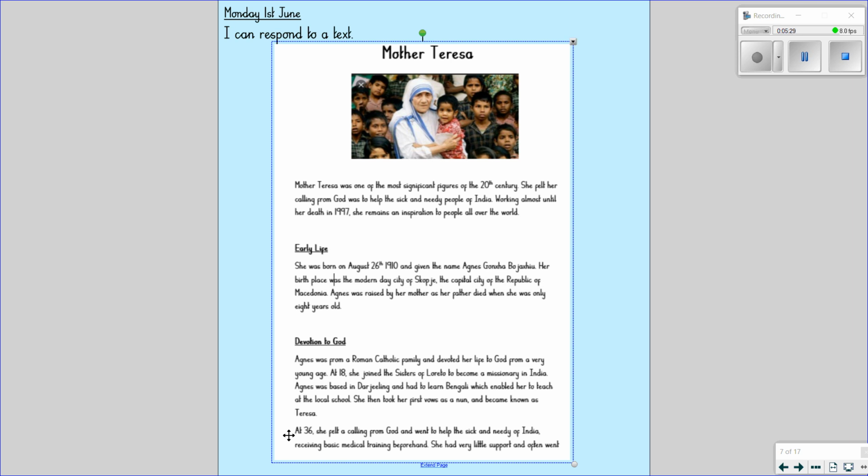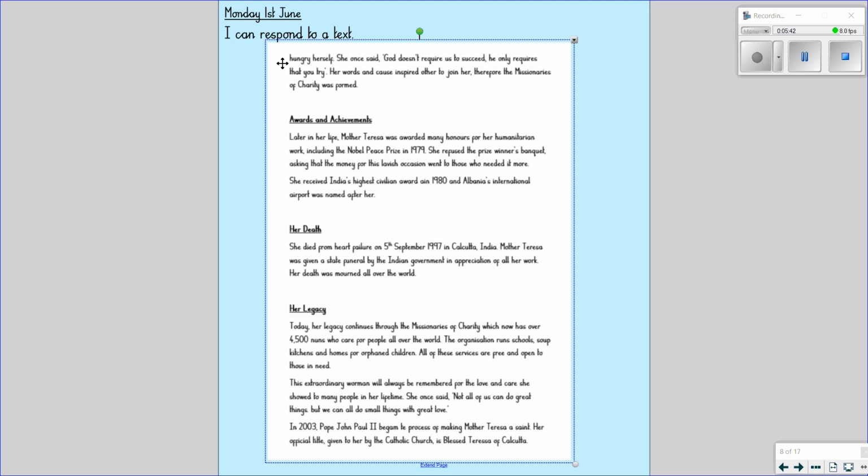At 36, she felt a calling from God and went to help the sick and needy people of India, receiving basic medical training beforehand. She had very little support and often went hungry herself. She once said, "God doesn't require us to succeed, He only requires that you try." Her words and calls inspired others to join her. Therefore, the Missionaries of Charity was formed.